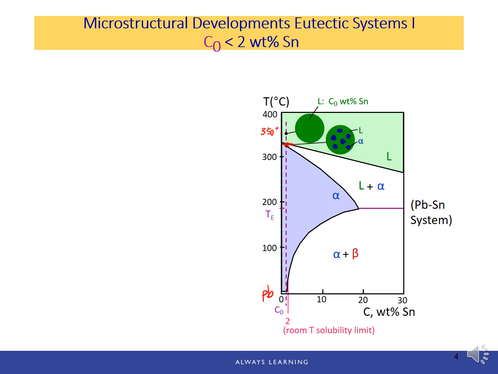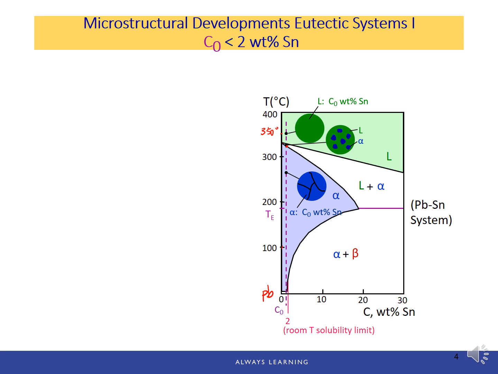We draw a tie line passing through this composition point C sub 0. The left intersection corresponds to C alpha, the alpha composition. And the right intersection, between the tie line and the liquid phase boundary, is the composition of the liquid phase. That's why we say the compositions of the liquid and solid phases are different. They will follow the liquidus line and solidus line respectively. As we cool down continuously, the solidification reaches completion at this point.